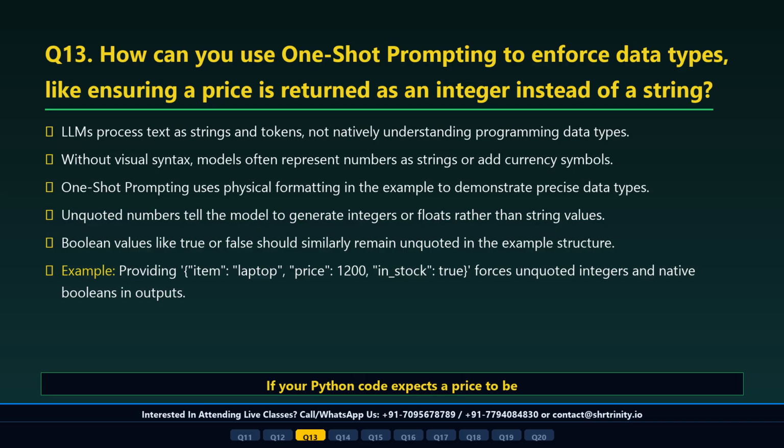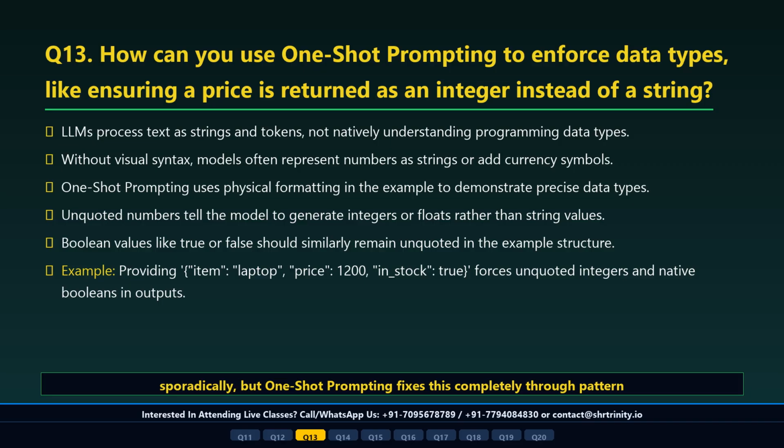Zero-shot instructions like return price as an integer work sporadically, but one-shot prompting fixes this completely through pattern completion. Language models don't read abstract type definitions, they copy syntax. If you show the model an example where the numeric value lacks quotation marks, the attention mechanism recognizes that digits following a colon without quotes represent the required syntax pattern.